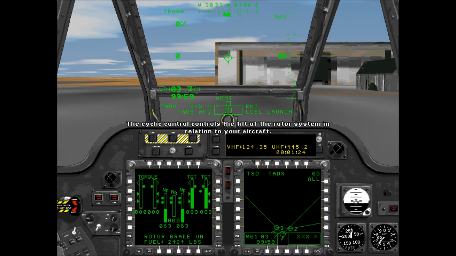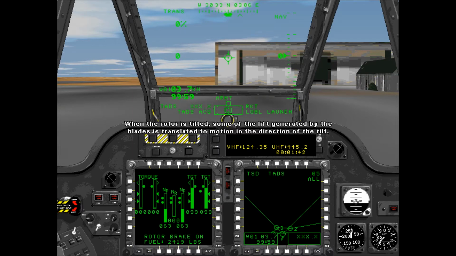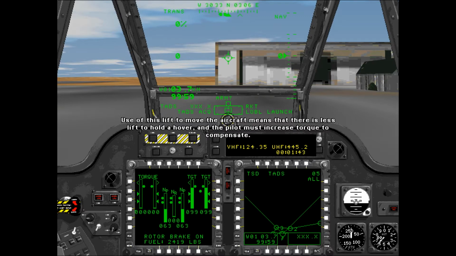The cyclic control controls the tilt of the rotor system in relation to your aircraft. It does this by cyclically changing the pitch of the rotor blades when they reach a certain point in their rotation. When the rotor is tilted, some of the lift generated by the blades is translated to motion in the direction of the tilt. Use of this lift to move the aircraft means that there is less lift to hold a hover, and the pilot must increase torque to compensate.